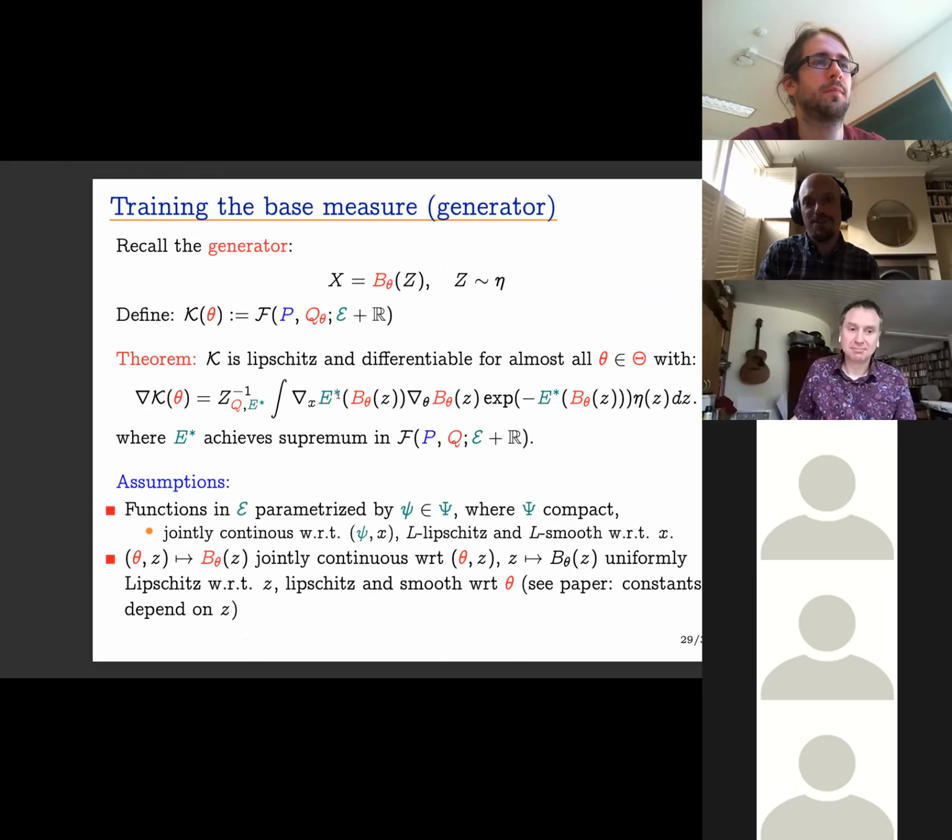What we do in practice, of course, is not to train the energy function perfectly, but to train it well enough. So we take a few steps of energy function gradient, and then we take a step for our generator. And we alternate these two, and then we get our result.